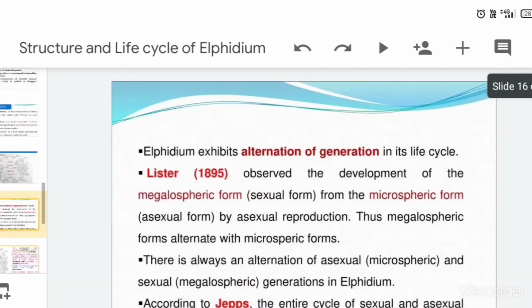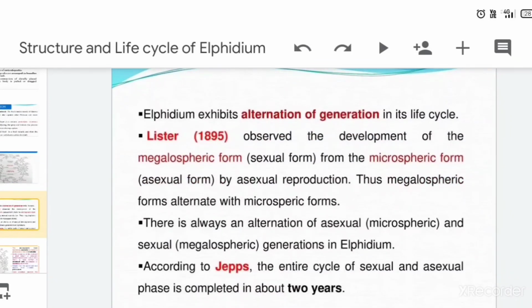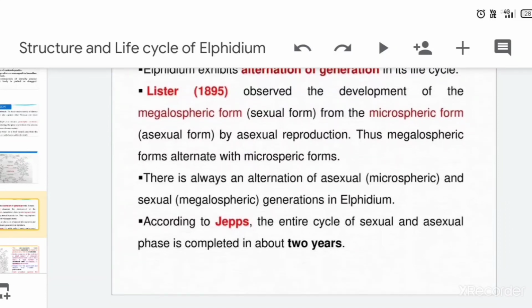Let us move on to the next part. As we have discussed just now, Elphidium exhibits alternation of generations in its life cycle. Lister observed the development of the megalospheric form, which is a sexual form, from the microspheric form, which is an asexual form, by asexual reproduction. Thus, megalospheric forms alternate with the microspheric forms. There is always an alternation of sexual and asexual generations in Elphidium. According to Jepps, the entire cycle of sexual and asexual phases is completed in about 2 years.